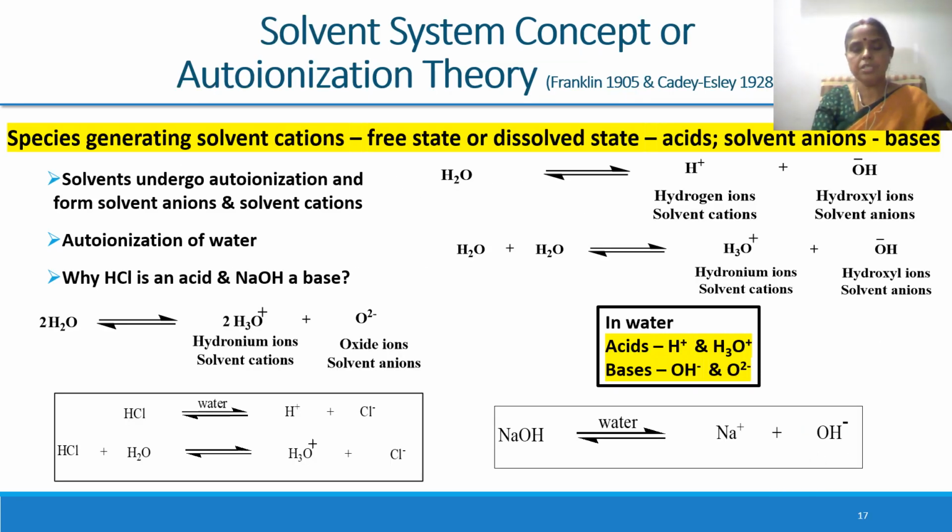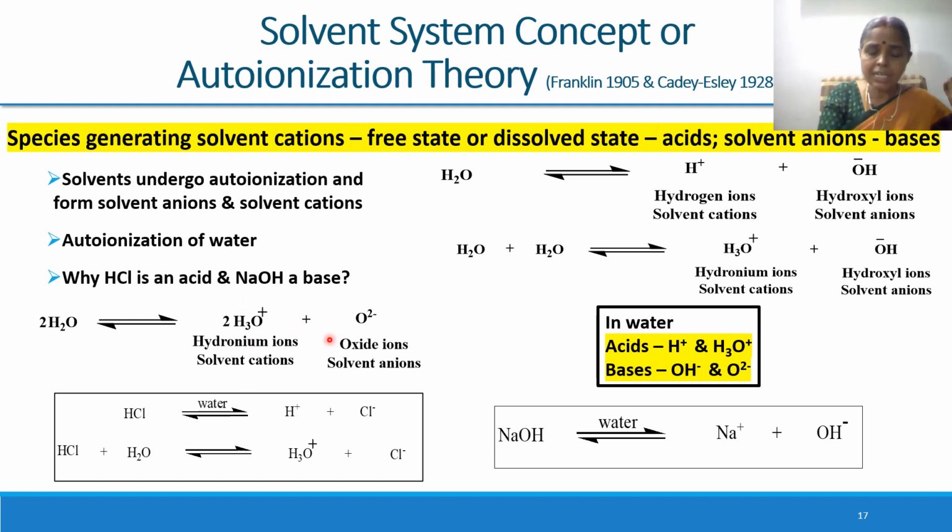We now move on to the next theory, which is the solvent system theory or the auto ionization theory. This theory simply states that solvents will form solvent anions and solvent cations. If you dissociate a solvent, it will form cations and anions. So, what are acids? In water, a substance which releases the solvent cation, for water H plus, which also exists as H3O plus.